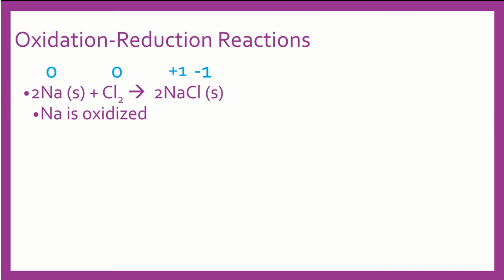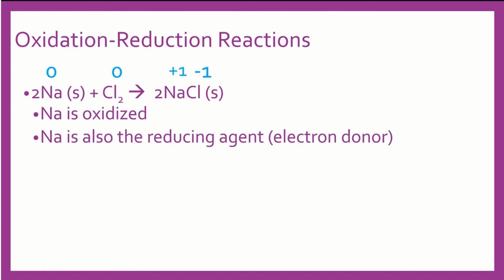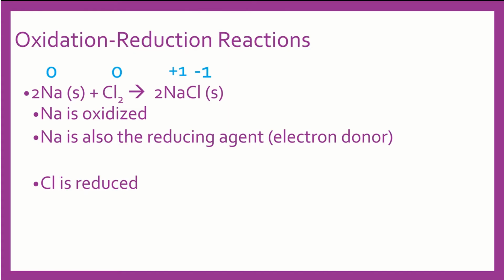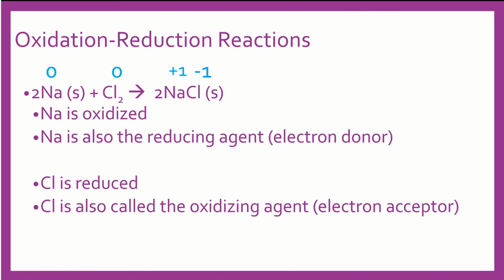Leo the lion. Loss of an electron is oxidation. Sodium was oxidized. But sodium is also the reducing agent. Sodium did the reducing of chloride. Chlorine is reduced. So again, gain of electron is reduction. So chlorine gained an electron. He went from 0 to -1. Electrons are negatively charged, so he gained an electron. Chlorine is reduced, but he's also the oxidizing agent. He oxidized sodium. He accepted the electron.